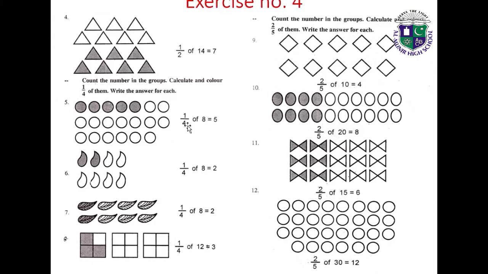Four fives are 20. Five ones are 5. The value of one by four of 20: four fives are 20, five ones are 5, so 5 is your answer.